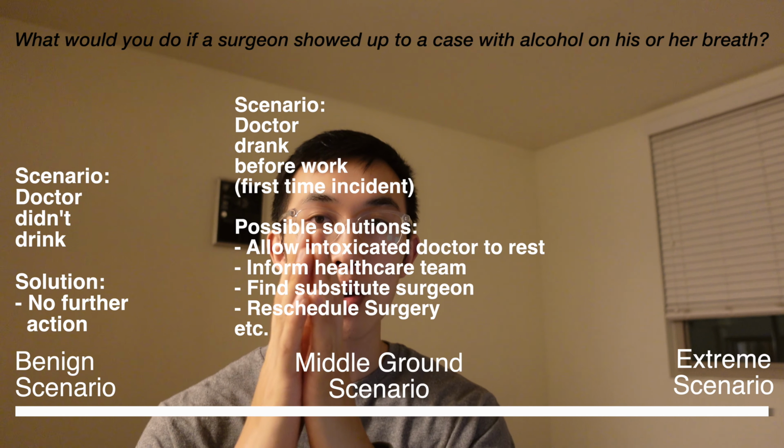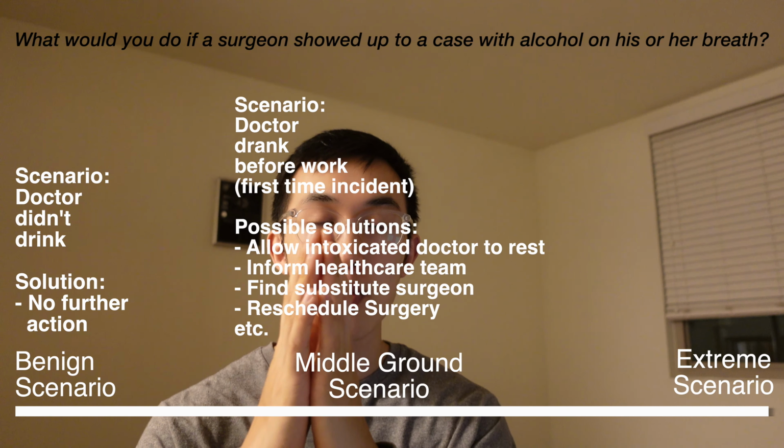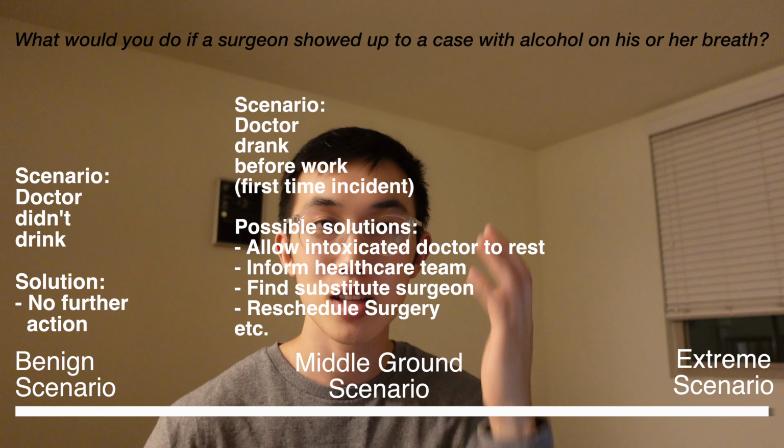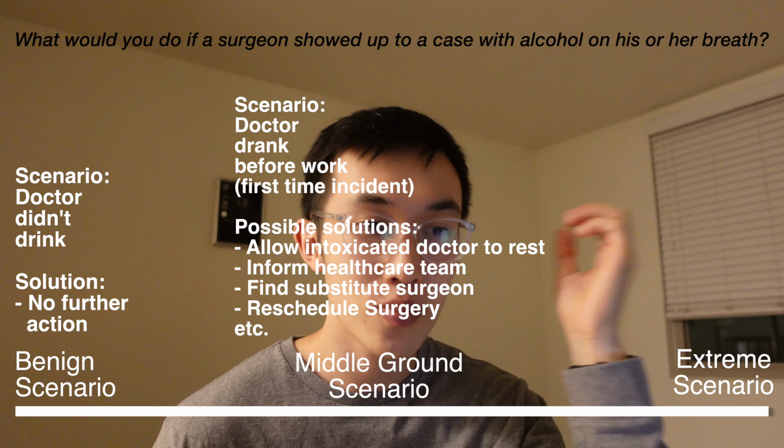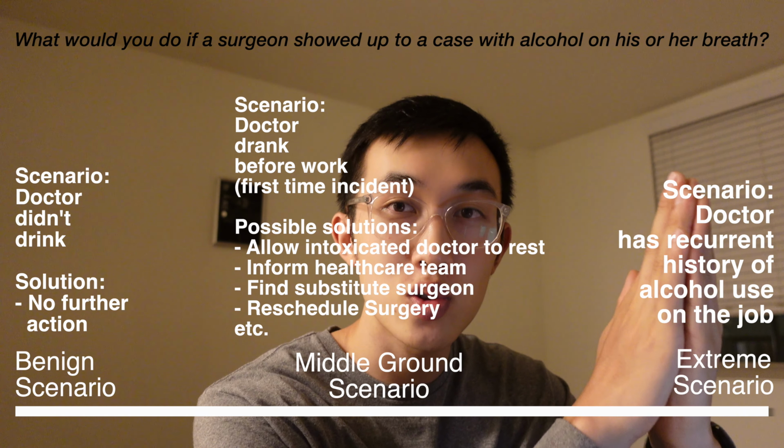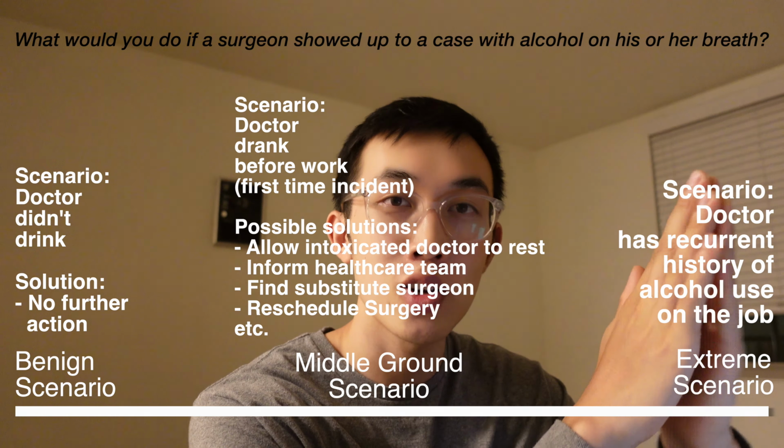By establishing another story that you can say right here, you can give another elaborate solution that you just have to think of in the moment and state out. So over here is the most extreme scenario. You can create a story such as the doctor has a history of alcohol use on the job and this is a recurring issue, and that's the story.